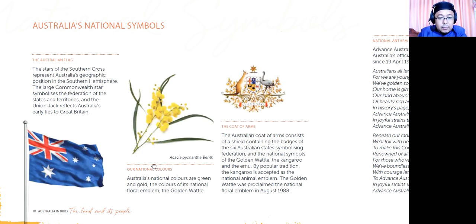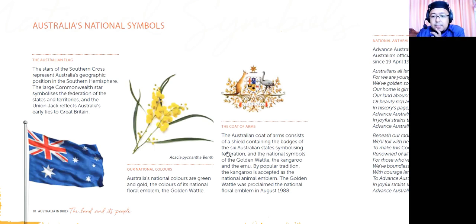All right, now we come to the national colors. Australia's national colors are green and gold, the colors of its national floral emblem, the golden wattle. So this is Acacia pycnantha Benth. This is the biological name of this flower.